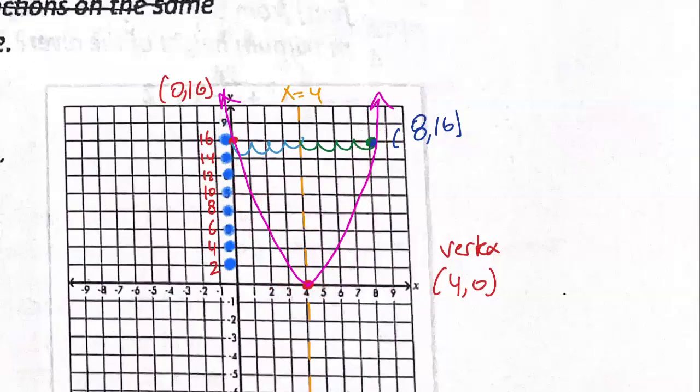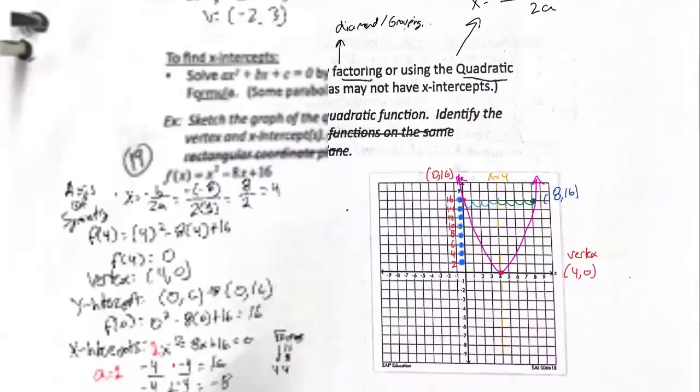If it's odd, it goes through. So if there's an odd number of x-intercepts of that value, it goes through. But if it's even, it bounces on the x-axis. Okay, let's go on to the next one.